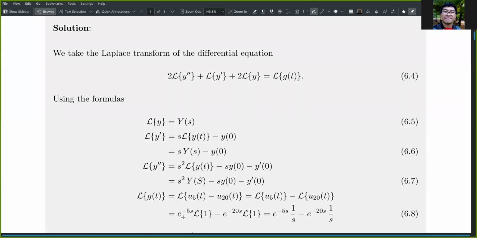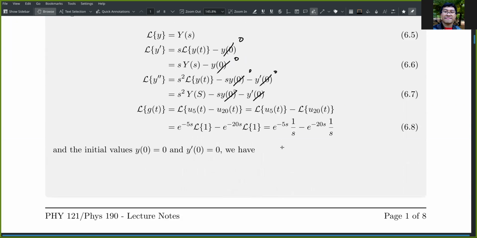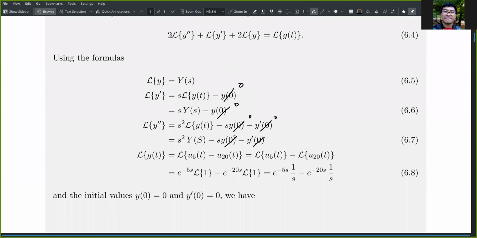So by definition, that's simply e to the minus 5s times the Laplace transform of the function, which is just the function multiplied to u, which is just 1. So this is 1 over s. And also, the initial conditions y(0) would make this 0. Okay, so we can simply write this expression.